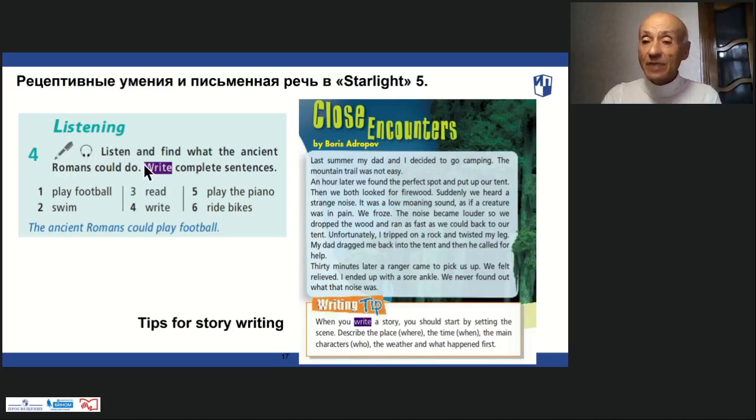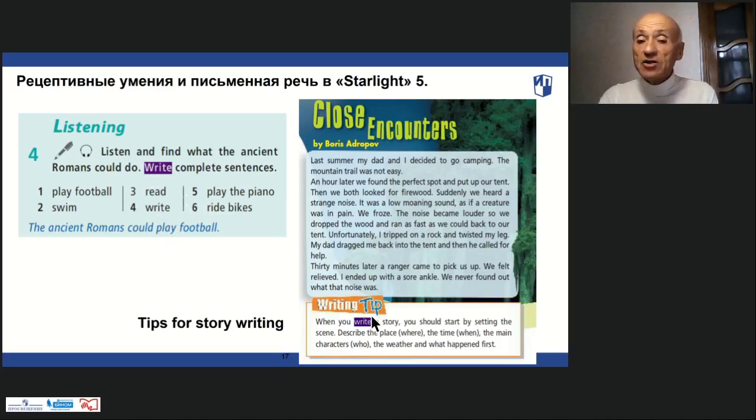Write complete sentences. Could they play football? Could they swim? Could they read? Could they write? Hopefully they could. Could they play the piano? That's interesting. Could they ride bikes? Let the children, but they could play football. That's for sure. Let the children listen and find the answer.